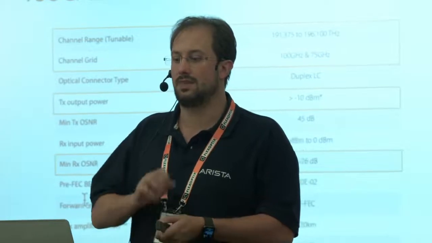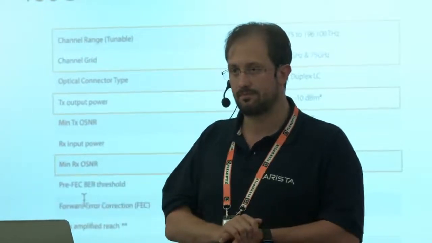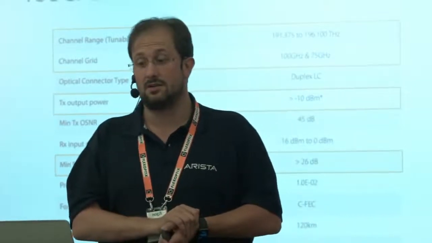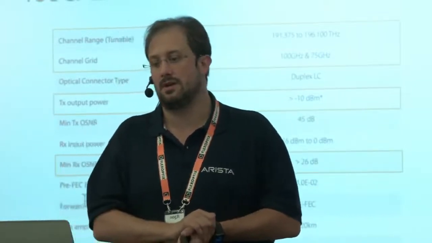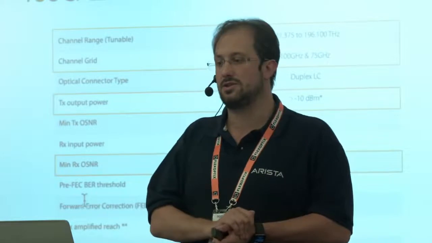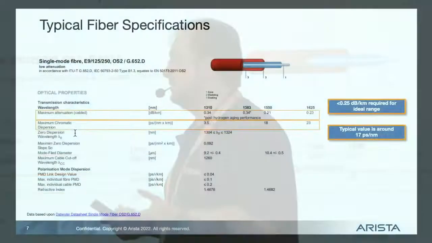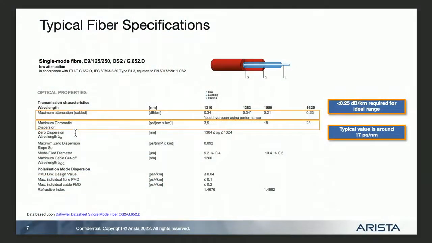And now the interesting part comes, the current optics are below 10 dBm launch power. This is usually because of power constraints. For ZR, you also have a minimum OSNR, which is kind of sensible to the distance, as well as the chromatic dispersion. For the fiber, we're usually talking single mode only, obviously, so it's known as G.652.D.